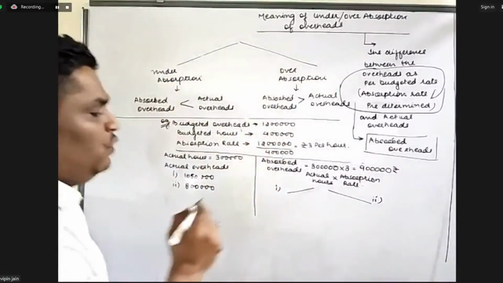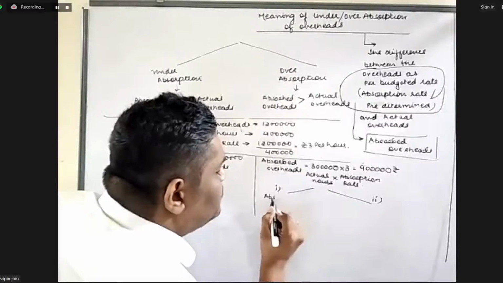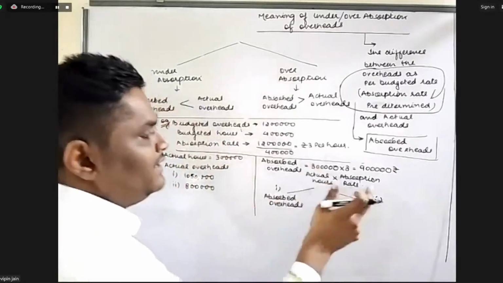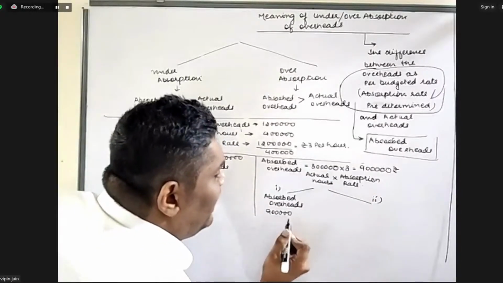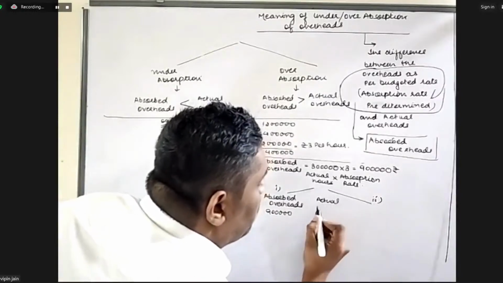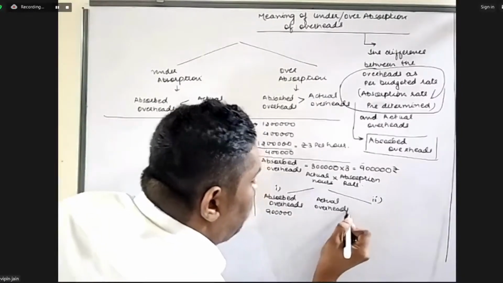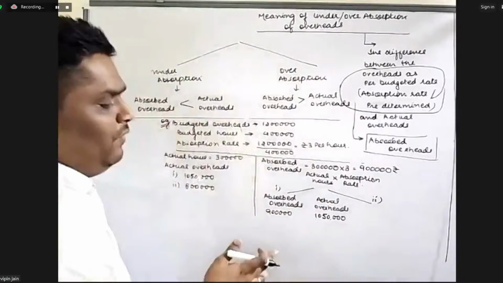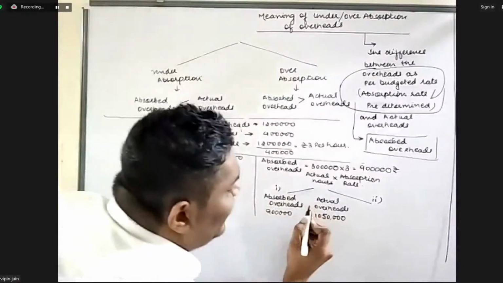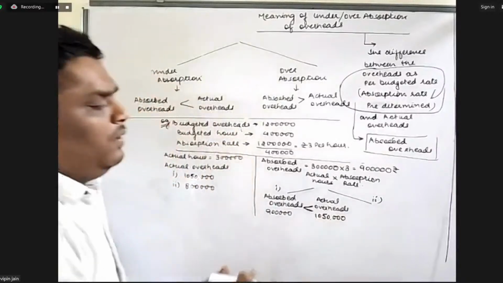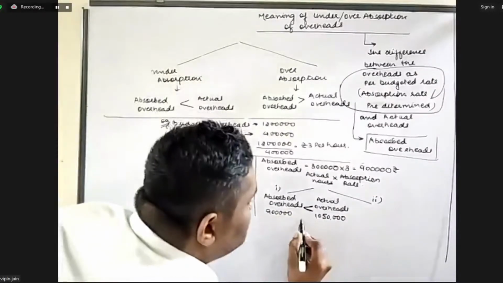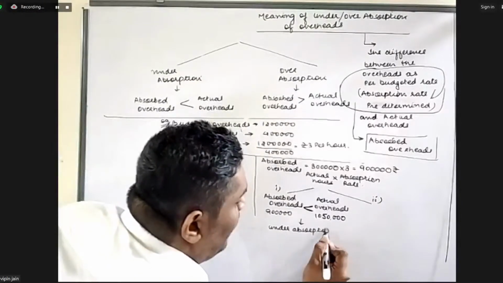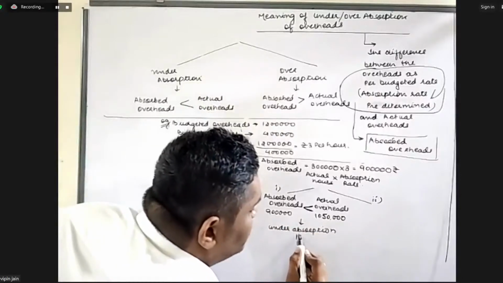Now let's start with the first part. In the first case, my actual overheads are 10 lakh 50,000, and I have absorbed overheads of 9 lakh. Herein we can see that my absorbed overheads are less than actual overheads, so we call it under absorption, by 1,50,000 rupees.